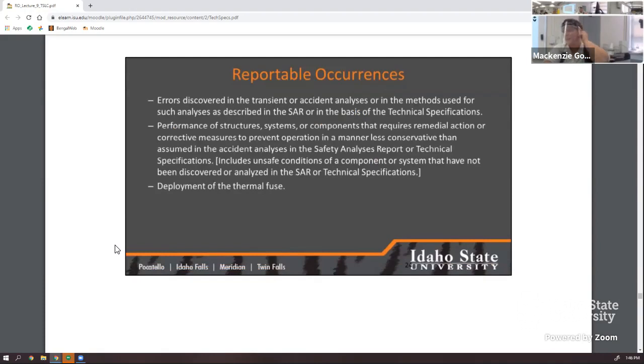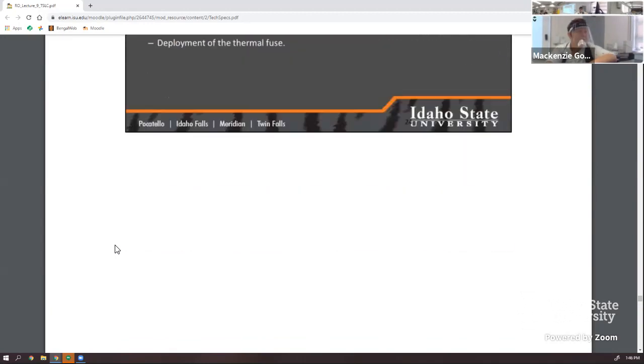If you find any errors in the SAR or TSR, or if you have to remediate SSCs, structure systems and components, that SSC abbreviation is used really commonly, because you find out that something that you assumed was protected in the SAR is actually less conservative in real life, notify the NRC. And if you ever melt the thermal fuse, notify the NRC. Okay.